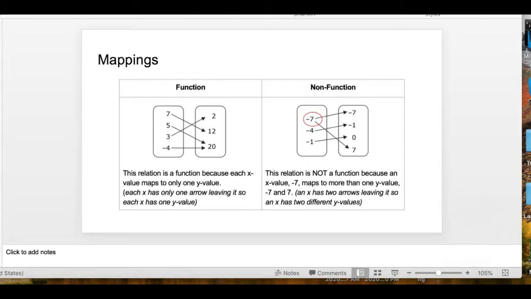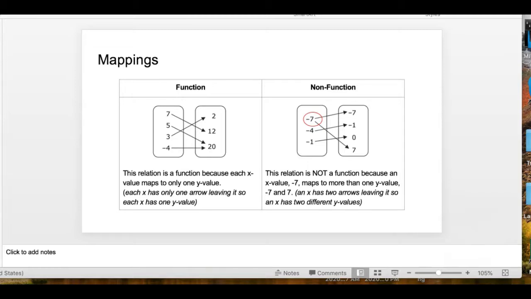We have 3 and 2. And then that last one, we have -4 and 20. -4, 20. And then I'm going to put this other example on the board, which is -7, and that goes with -7. This next one, we have -7 and 7. Then you have -4, -1. And then the final example, you have -1, 0.